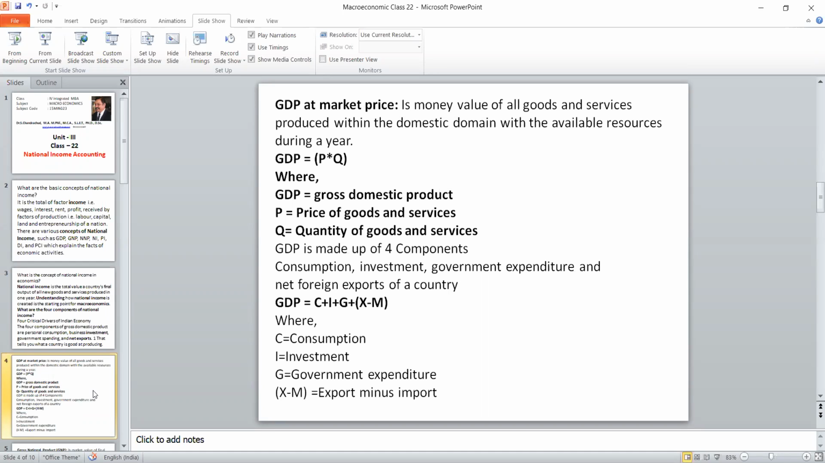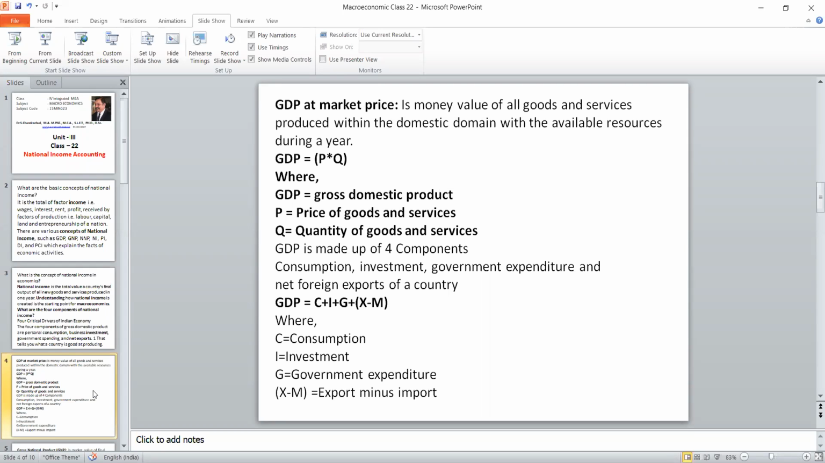Normally, if you see the modern economics book, they say GDP equals price into quantity. What is price into quantity? P is the price of all goods and services, and Q is the quantity of goods and services. So when you multiply the price of both the physical product and the service product with the quantity produced or the quantity of service rendered, then we can get the GDP.